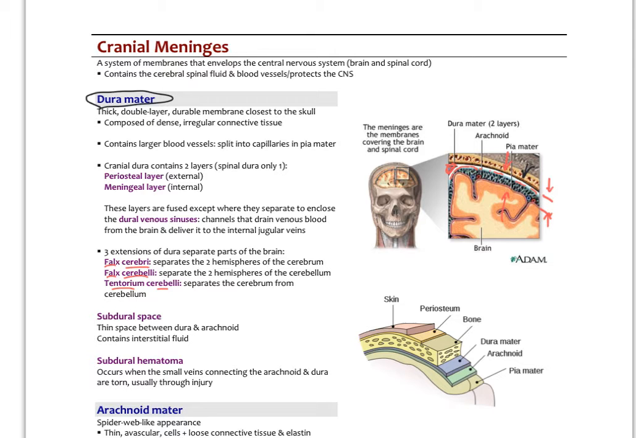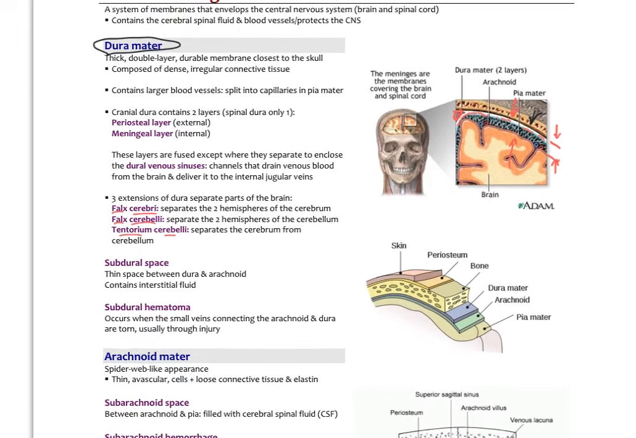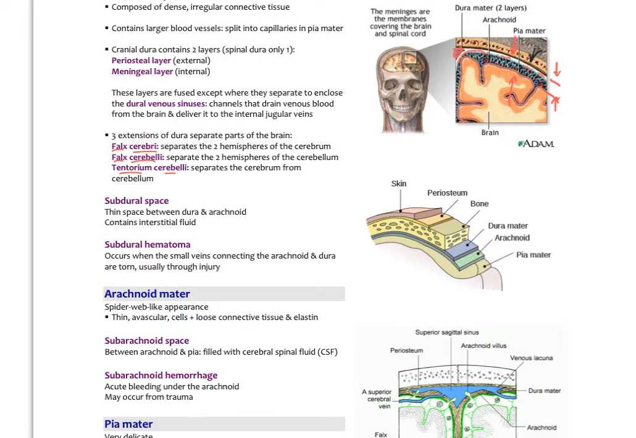All right, so that's the dura and the subdural spaces. One thing that can happen, usually from a head injury, is that the small veins that connect the next layer of the meninges, the arachnoid, and the dura can tear, and this forms a bleed between the dura and the arachnoid called a subdural hematoma. So subdural hematoma is usually a result of head injury.